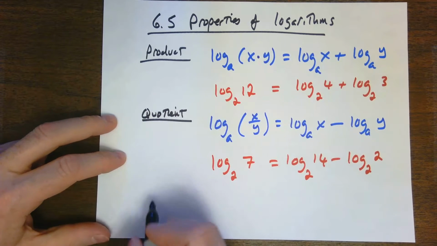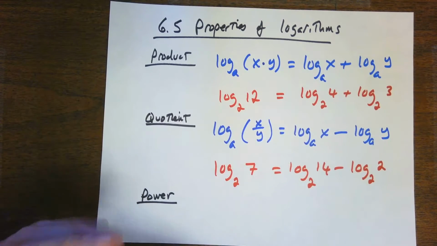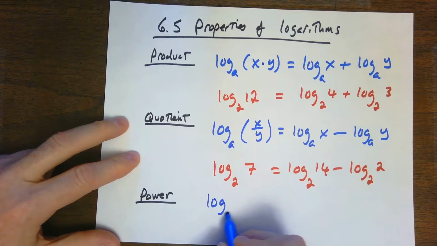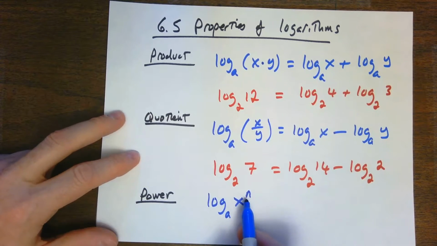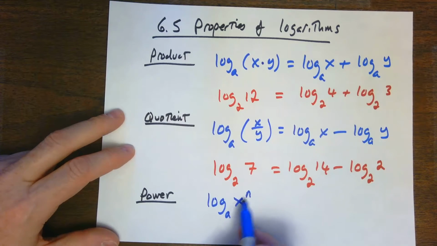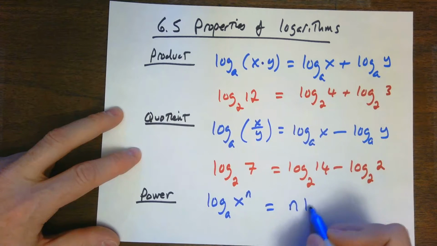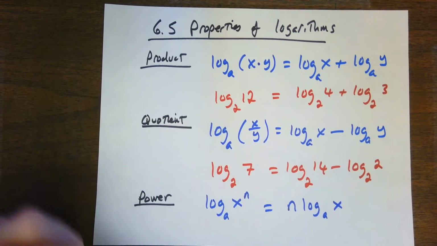And then the third main property is the power rule. And the power rule deals with taking the log base a of something, x to the power of n. So I've got log base a of x to the power of n. I can rewrite that as n times log base a of x.